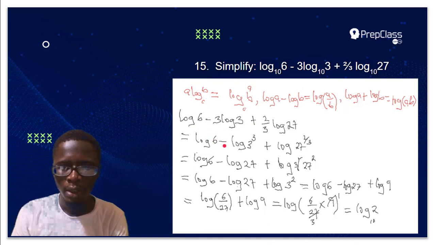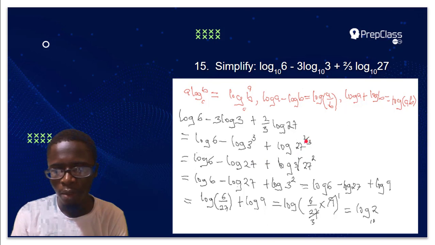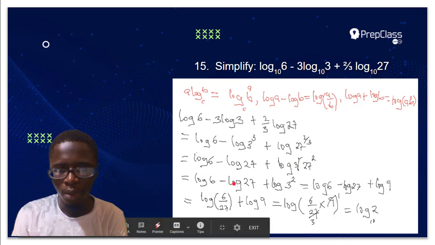So we have our log 6, and because of this 3, we take it up as a power. And because of this coefficient 2 over 3, we take it to become the power of 27, and this is it here. So this is the same thing as saying 3 raised to the power 3 is 27, and as for this, remember, from the laws of indices, the power form means we should look for the cube root of 27 and square the result. So we now have log 6 minus log 27 plus, now the cube root of 27 is 3, 3 squared, and here we have it as 9.